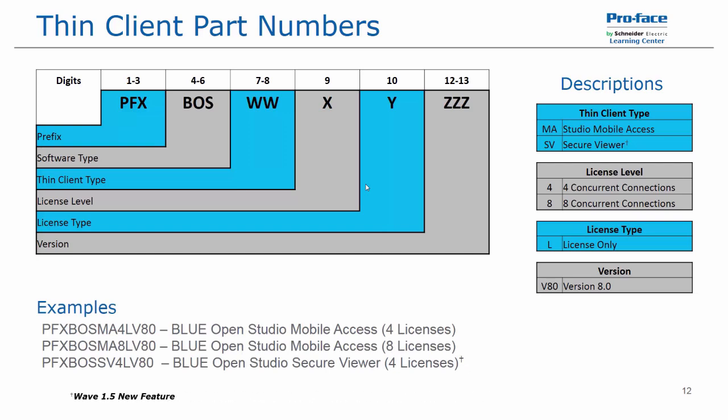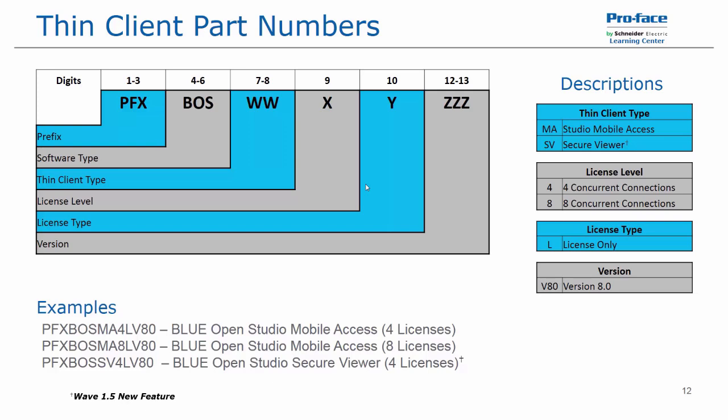for the thin clients. So in the examples at the bottom, the first part number is a Blue Open Studio Mobile Access 4 license part number. And as you can see, you have license levels of 4 or 8. By default, the software installation includes 1 SMA and 1 Secure Viewer thin client connection. And these licenses are for the number of concurrent or simultaneous connections.